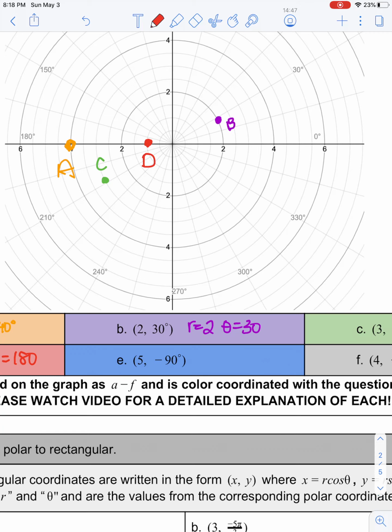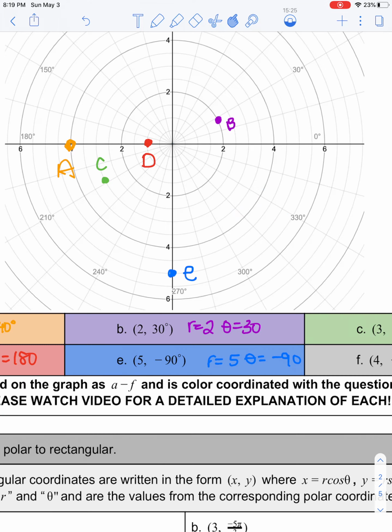All right, in E, we have a radius of 5 and a theta value of negative 90. So when we start at our polar axis, we will build in the negative direction an angle measure of 90 degrees. That lands us here on the radial line corresponding to 270 degrees. And we need to plot a point that is 1, 2, 3, 4, 5 units out from the origin. So point E is here.